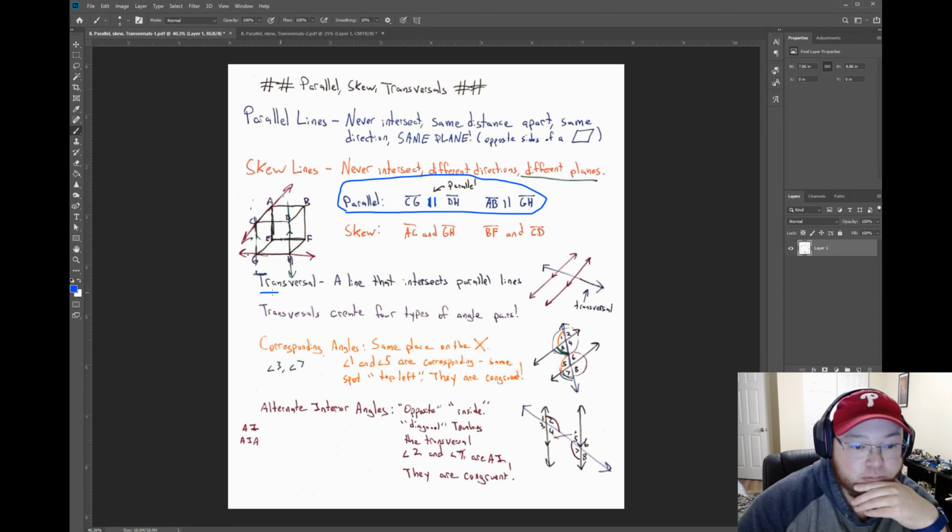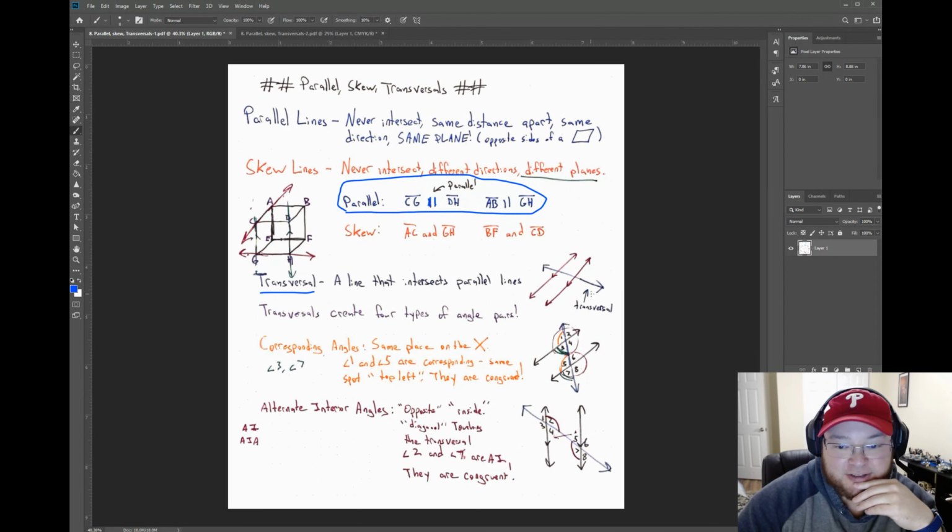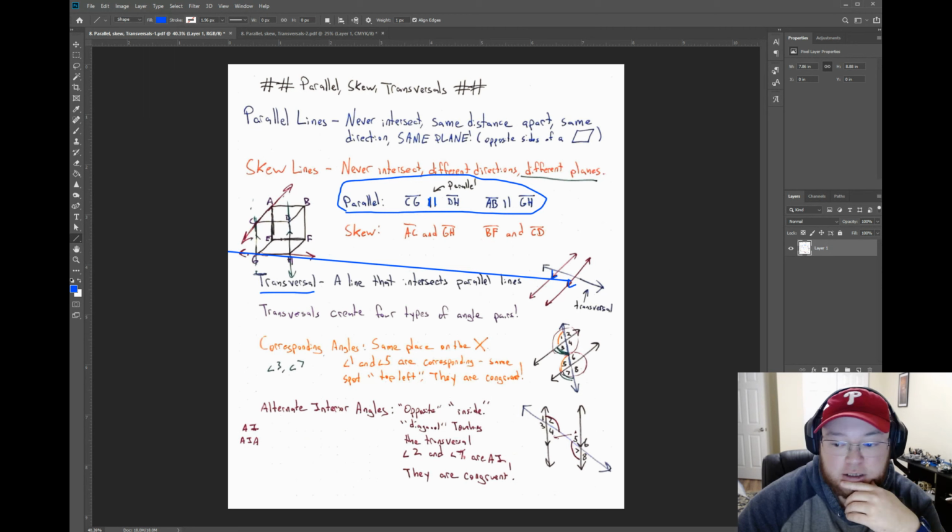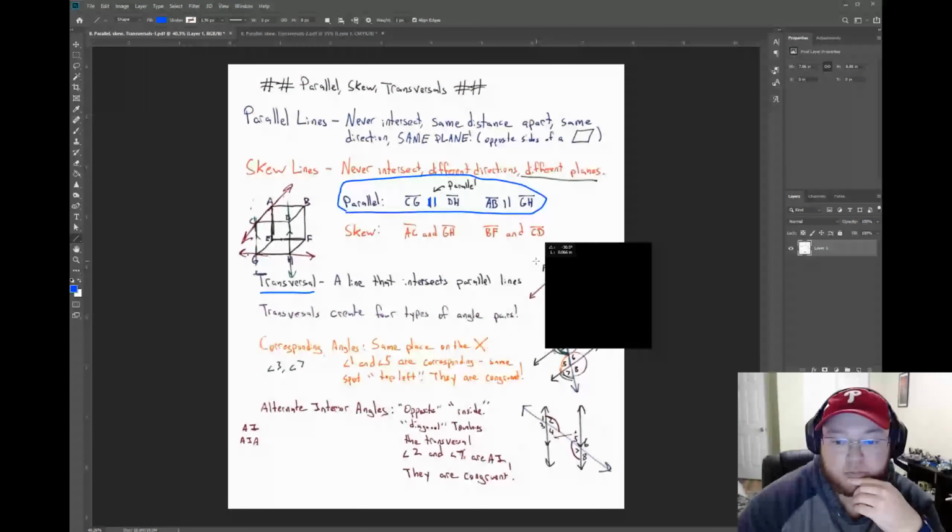So, a transversal. It's a line that intersects parallel lines. If you see here, and if you remember correctly, you have to have these arrows, or else they're not parallel. Those arrows have to be there to show the parallel. So any line that just crosses those is called a transversal.